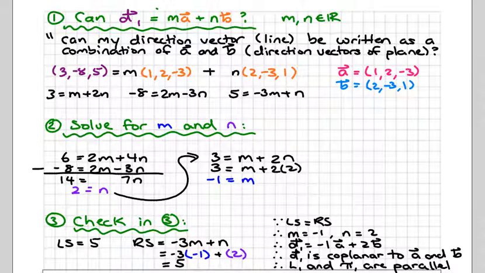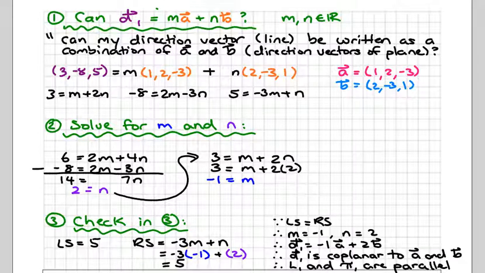Okay, so here we go. We're going to ask, can my direction vector, which is part of my line, be written as a combination of your A and your B? Because if it can, it means they're coplanar and they lie on the same plane, but it could be above the plane. I don't know if I explained that very well. It just means that they're parallel to each other.